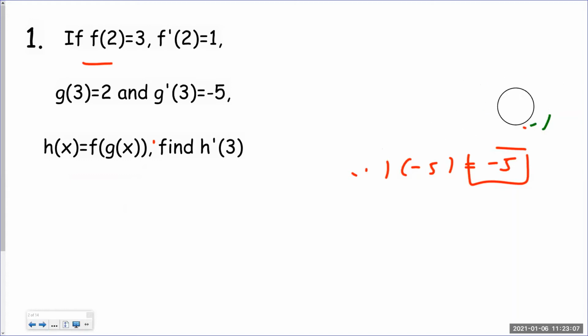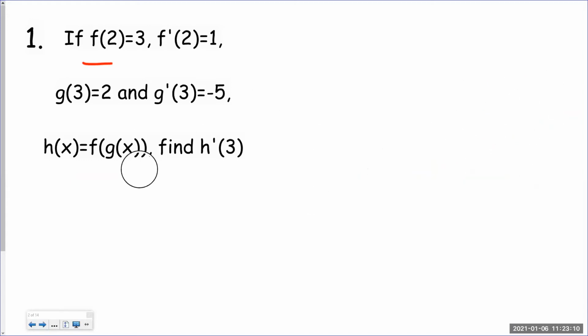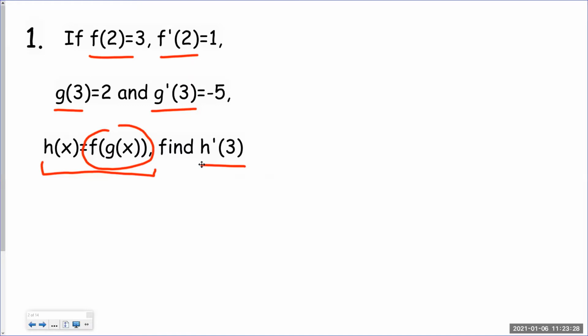Okay? And let's see if we're comfortable with this. They give us a whole bunch of functions, f of 2, f prime of 2, g of 3, g prime of 3, but look at what they're asking. They're saying if h of x is equal to this composite function, then find the derivative, okay? What formula are they getting at? The chain rule, very good.